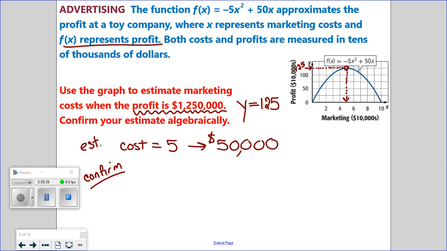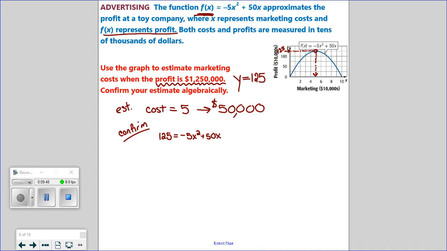They gave me the y value. In an equation, the y value is right there where it says f of x. So I can replace that with 125. They're saying that my y is 125. What would the x have been? Okay, well, that's an equation I can solve.